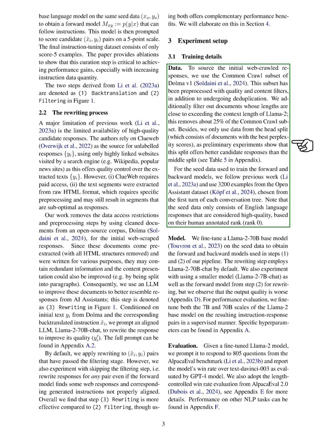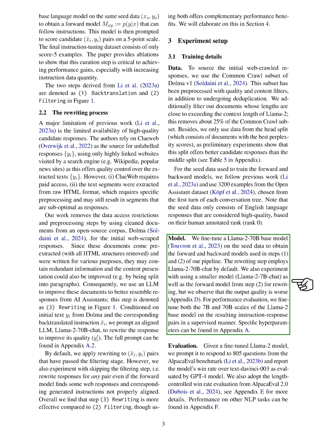For the seed data to train our forward and backward models, we follow previous work and select 3,200 examples from the Open Assistant dataset, specifically from the first turn of each conversation tree. This seed data consists solely of high-quality English language responses, ranked as the best by human annotators.